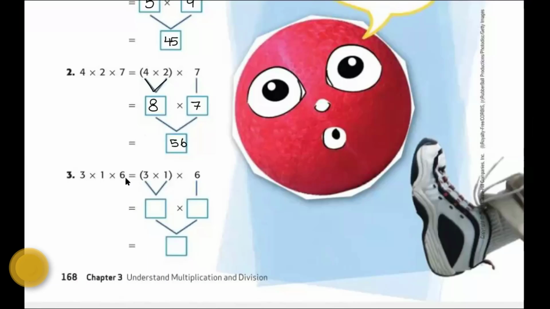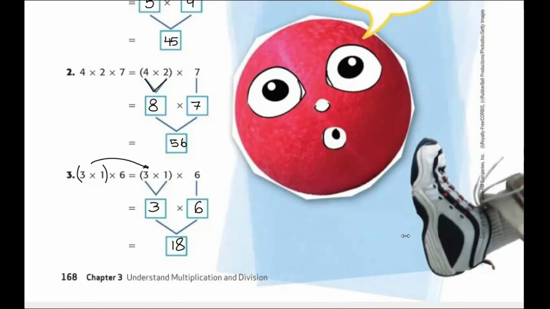We have 3 times 1 times 6. The two small numbers that we have, which are 3 and 1, we put inside the bracket like that. Then we find the product of the numbers inside the bracket first. 3 multiplied by 1 equals 3. Then 6, put 6 down. 3 times 6 is 18. Okay, thanks.